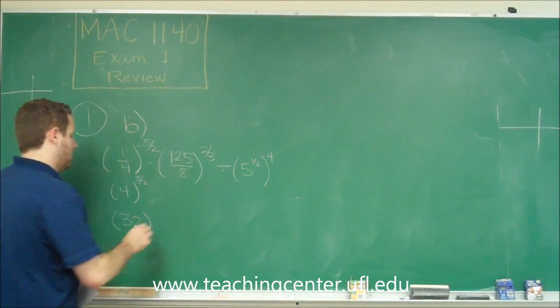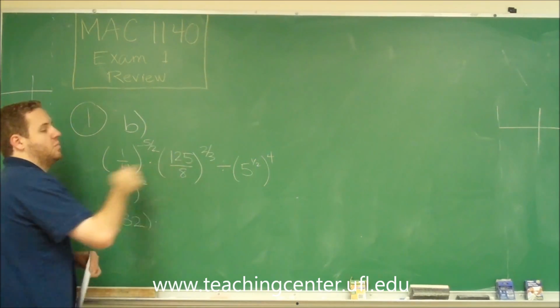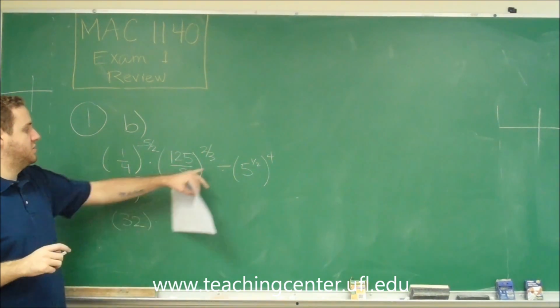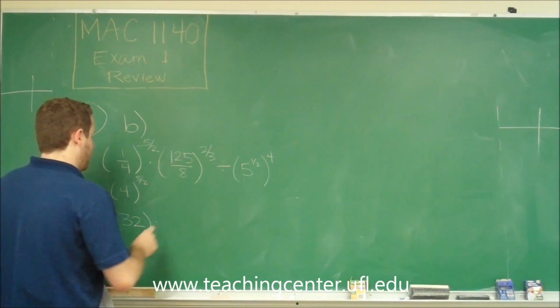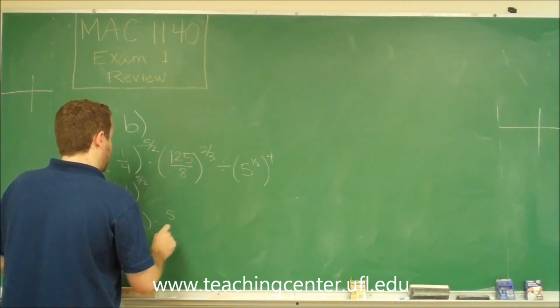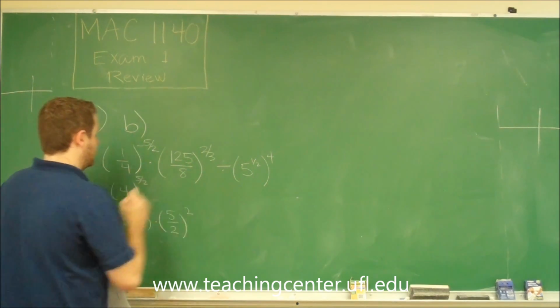Okay, here, if we have a fraction, remember you have to do these to both the top and the bottom. So first let's do the third root, the cube root. The cube root of 125 is 5, and the cube root of 8 is 2. And then we would have that squared.